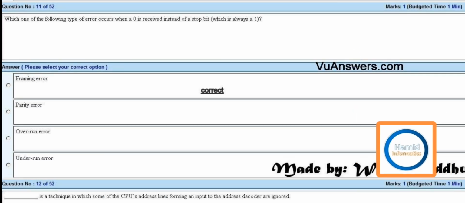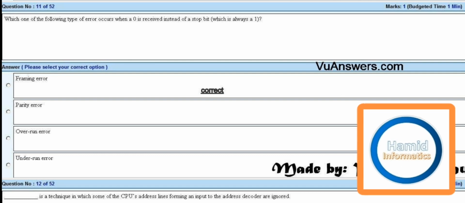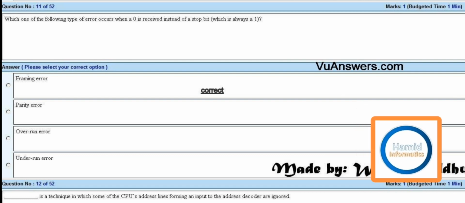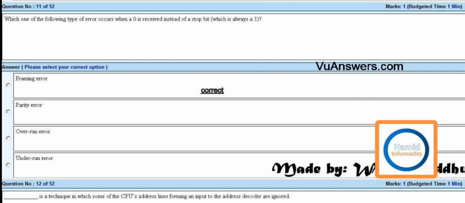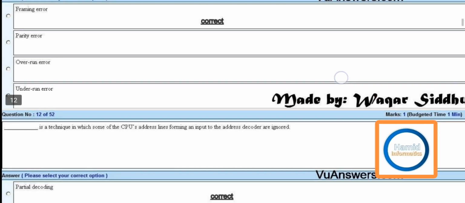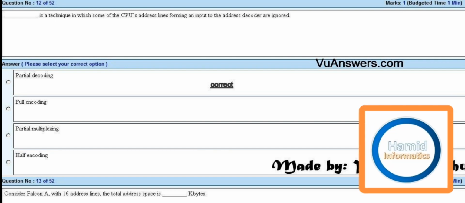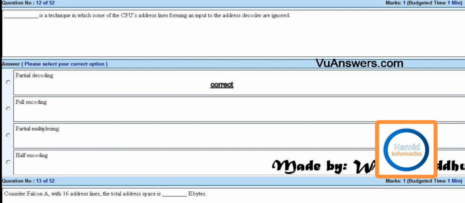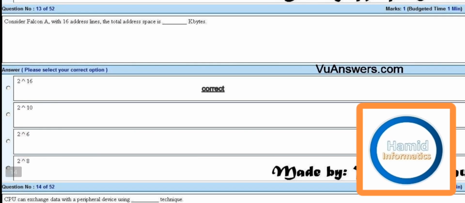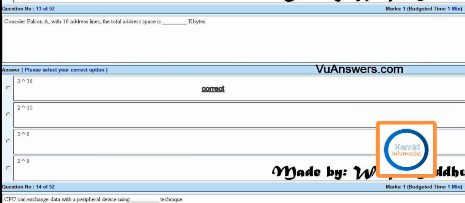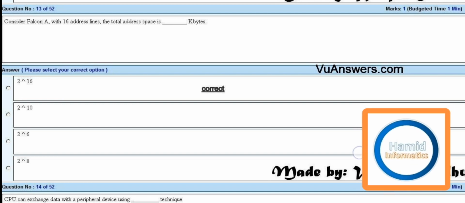Which one of the following types of error occurs when a 0 is received instead of a stop bit, which is always a 1? Answer is framing error. Next one: dash is the technique in which some of the CPU's address lines forming an input to the address decoder are ignored. Answer is partial decoding. Next question: consider Falcon-A with 16 address lines. The total address space is dash bytes, 2 to the power 16.